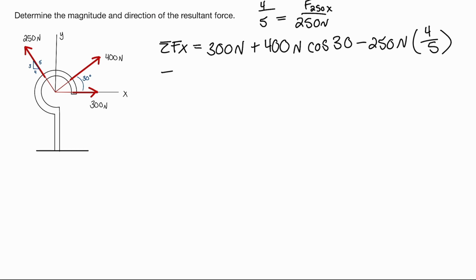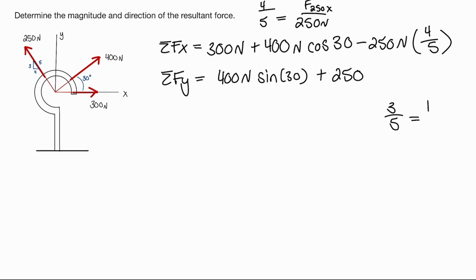And then we're going to sum the y next. So the 300 newtons has nothing in the y direction, so that one we don't have to worry about. So what we'll do is 400 newtons sine of 30. And then the 250 newtons is also in the positive y direction. So this will be plus 250. And we'll do the same relationship thing. This time it's 3/5 equals F250y over 250 newtons. So we'll end up with this.